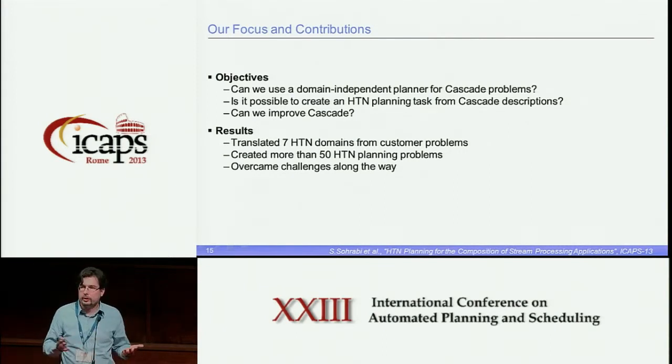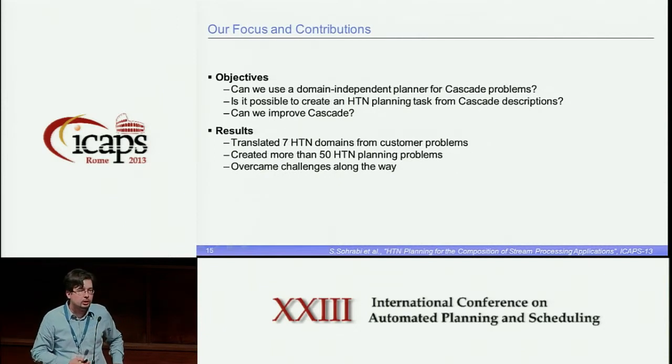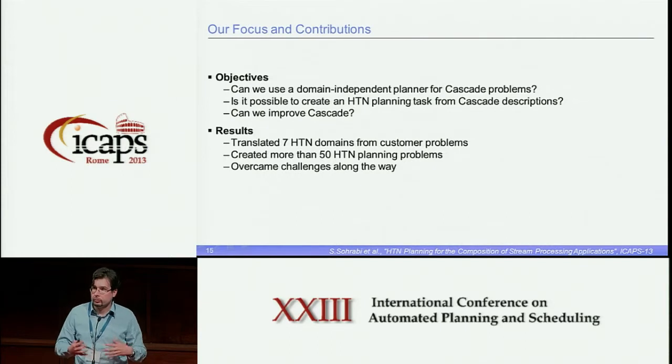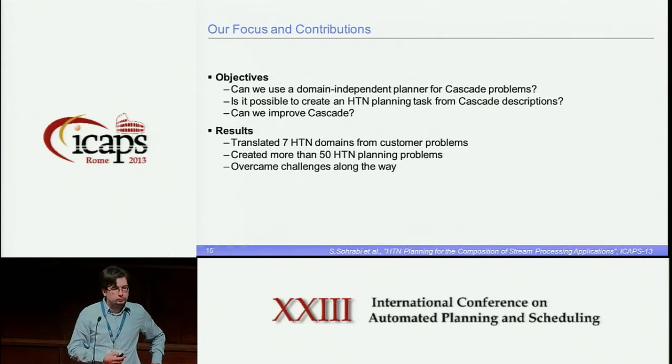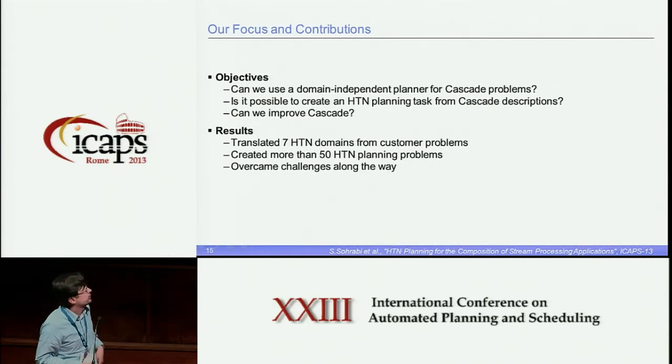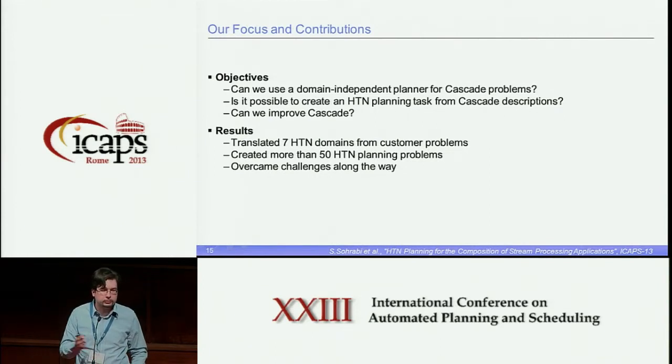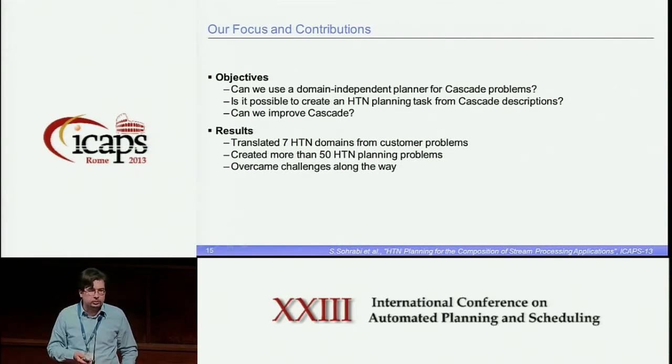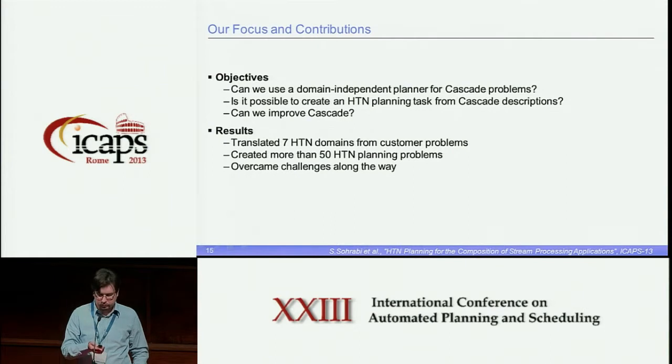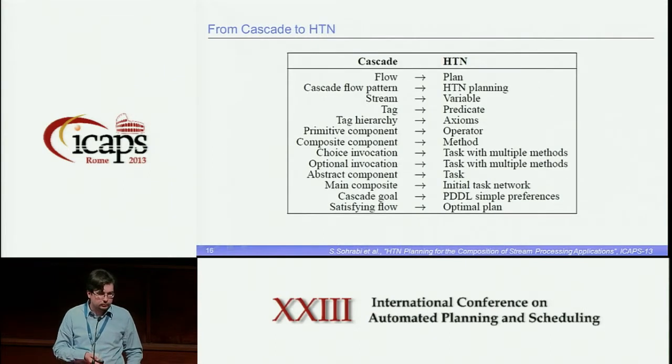For example, HTN planning problems seem to be a good fit because they have the same hierarchical structure. Can we also improve Cascade for our software developers to help them use new expressivity? And this is what we've done. We've translated 7 HTN domains from real Cascade problems created by customers. We created about 50 planning problems from that and got good performance. We also solved some challenges in modeling.